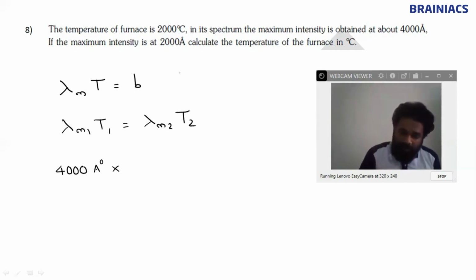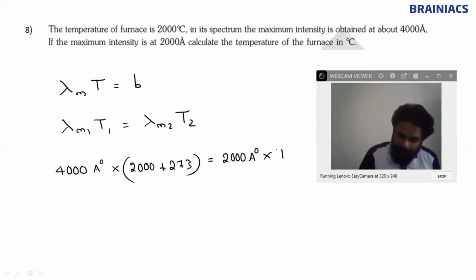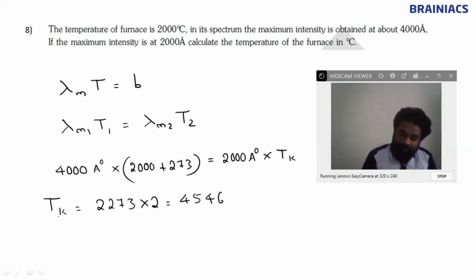So T1 is how much? 2000. So I am going to write here 2000 plus 273. This is equal to lambda m2, which is 2000 Armstrong into temperature T. So this we are going to get in Kelvin because we have converted this in Kelvin. So if we find this Tk, this is going to be what? This cancels, this will become 2. 2273 into 2, we will be getting 4546. This is T2.